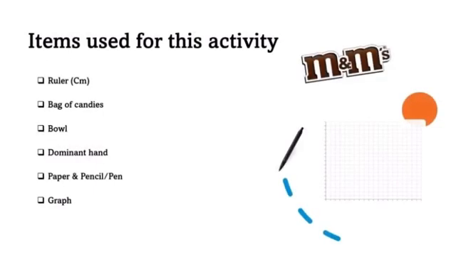For this activity, the items you need are straightforward. You'll need a ruler to measure your dominant hand using a measurement of centimeters. You also need a bag of candies. In this case, I used a famous brand, M&Ms. You'll need a bowl and a dominant hand. Most importantly, you should use paper or pen to record results and make a graph when you finish.